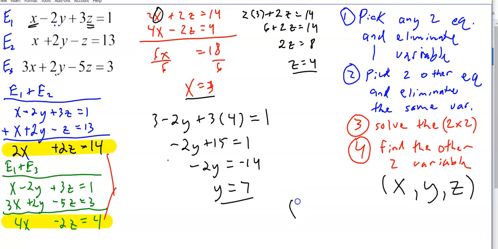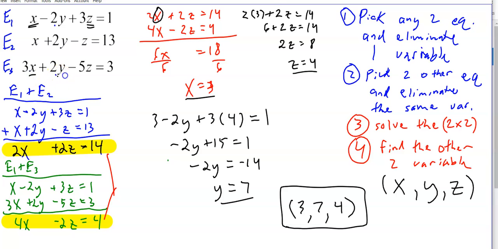So the answer is going to be 3, comma, 7, comma, 4. I want it written in that form, just like it is. This whole chapter, we want our answers in ordered pairs, in this case, an ordered triple kind of thing. And that's how you solve it. And if I plug those into any of the equations, if you want to check your work, it'll make the equation true. So I could plug in x value of 3 here, y value of 7, z value of 4, and it would solve it there just fine.